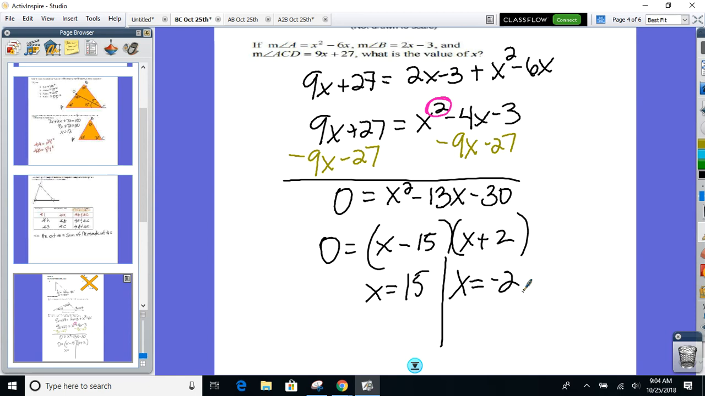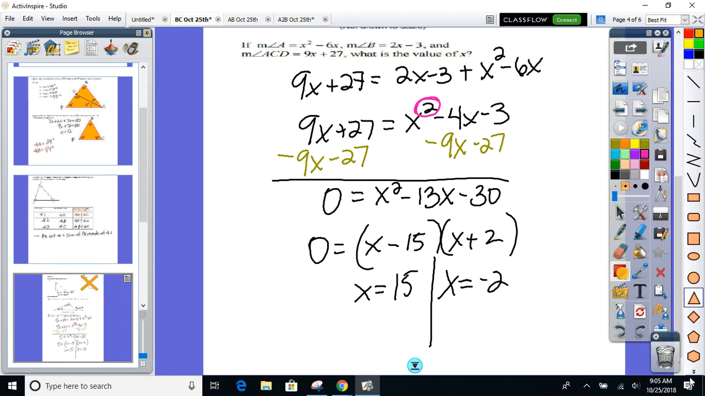Let's plug in. Everybody plug in negative 2 to angle B. What's going to end up happening? You're going to get negative 7 degrees. Cannot happen. Now, I am not going to reject this answer because it's negative. Why am I rejecting this answer? Because it gives me a negative angle. Okay, please make sure you're aware of that. I'm just not automatically rejecting it because it's negative. Because when I plugged it in, it gave me a negative angle.